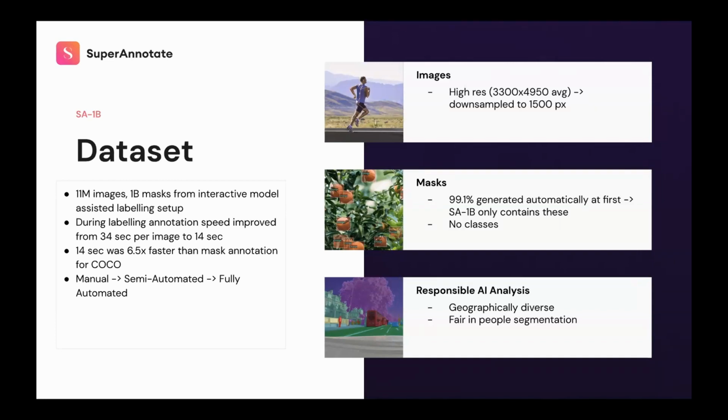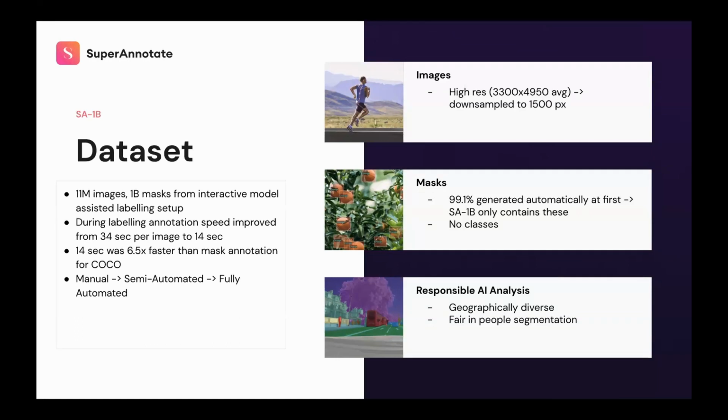And the images themselves are kind of high resolution originally, taken from photographers from different places all over the globe, but they've been downsampled a bit to 1500 pixels on the shortest length. And of the 1 billion masks that they generated, 99.1% are automatically created.